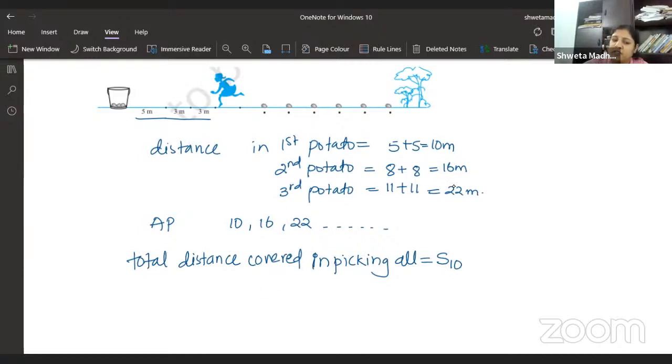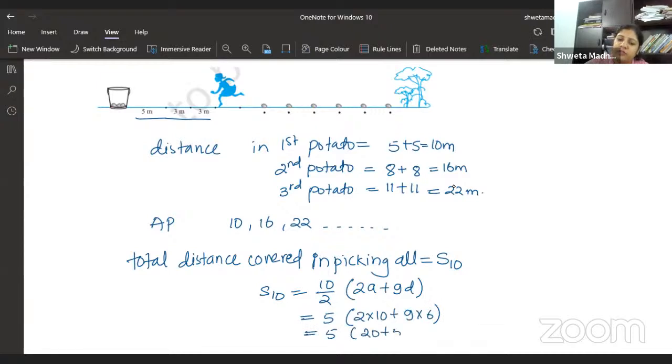So S10 is equal to 10 by 2 into 2a plus 9d. 5 into 2 into 10 plus 9 into 6. So 5 into 20 plus 54. 5 into 74. That is equal to 370.